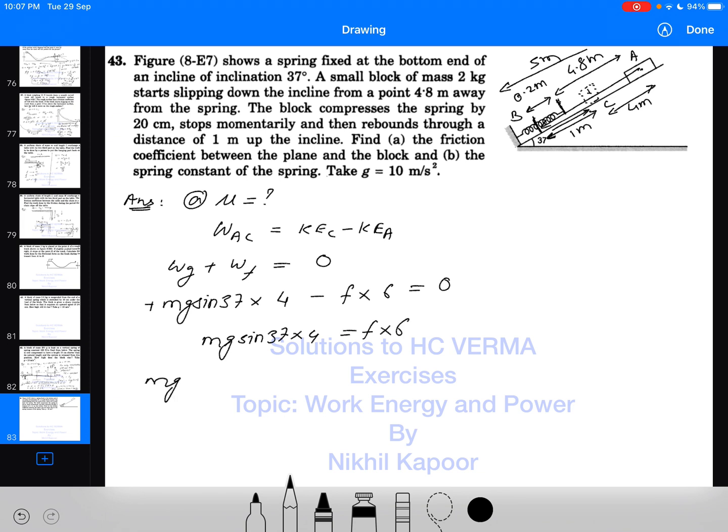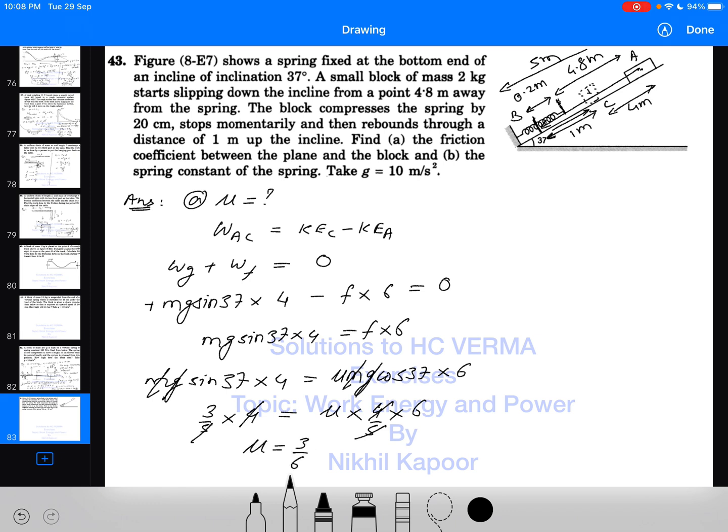Now mg sin 37 into 4 is equal to the frictional force, which is given by mu mg cos 37, into 6. So here mg and mg get cancelled out. Sin 37 is 3 by 5 into 4 is equal to coefficient of friction into cos 37, which is 4 by 5, into 6. So this 5 and this 5 get cancelled, this 4 and this 4 get cancelled. So mu will be 3 by 6, so that comes out to be 0.5. So the coefficient of friction is 0.5.